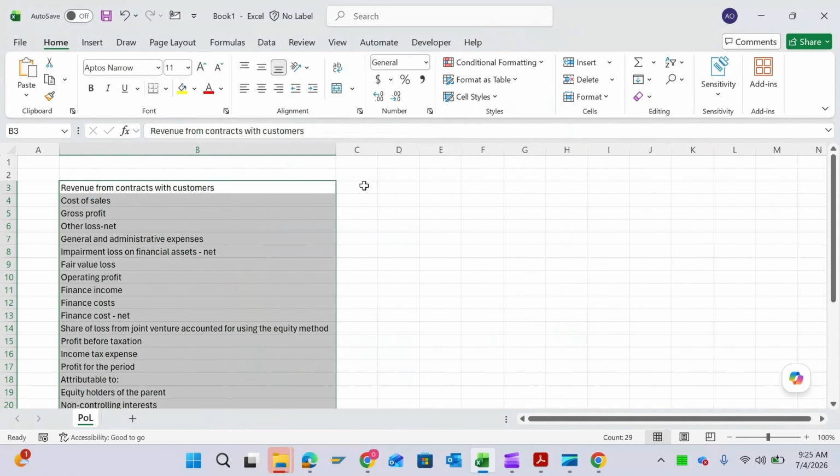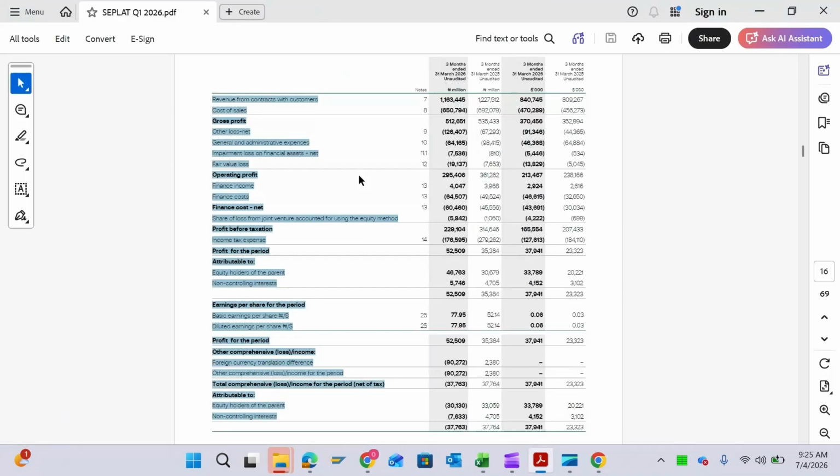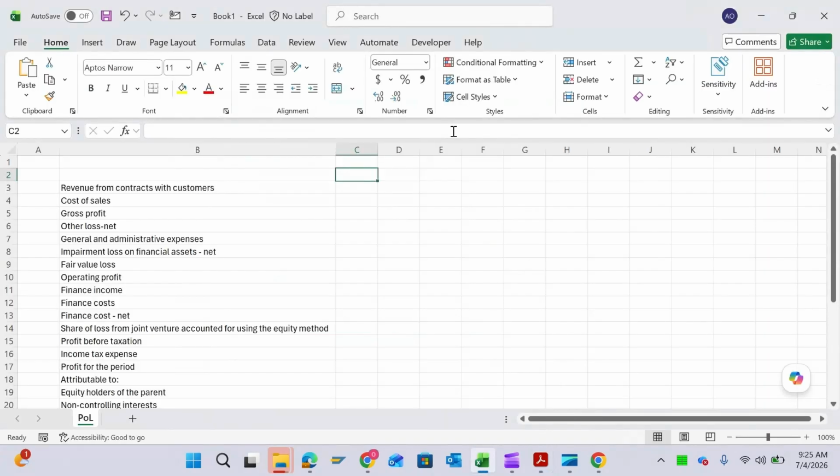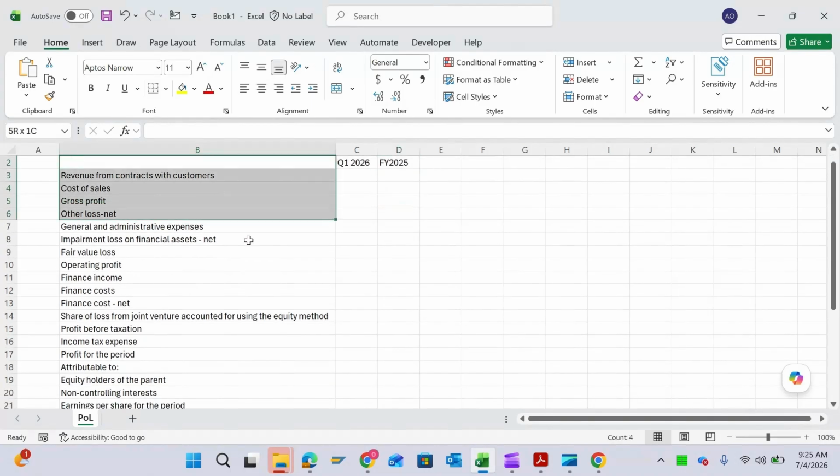Then the years, the period covered. We have the 3 months. Let's just say Q1 2026, and FY 2025. Now, are we doing both the million naira and the dollar, or just one?